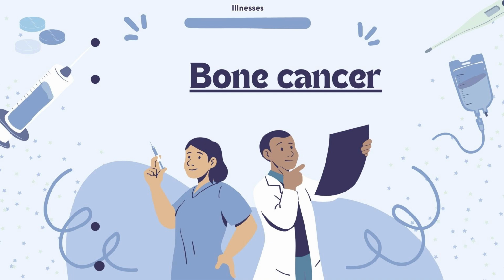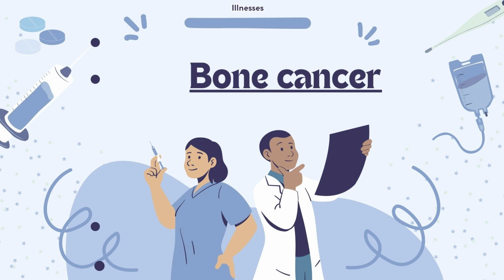Primary bone cancers are less common than secondary bone cancers. Types of bone cancer. 1. Osteosarcoma. Most common type of primary bone cancer. Typically affects the ends of long bones, such as the femur, thigh bone, or tibia, shin bone, or around the knee. Common in teenagers and young adults.